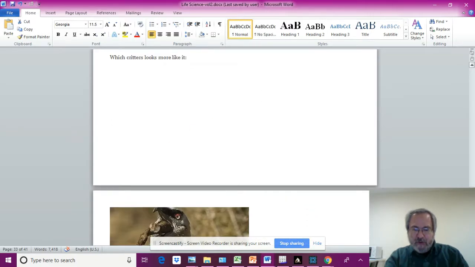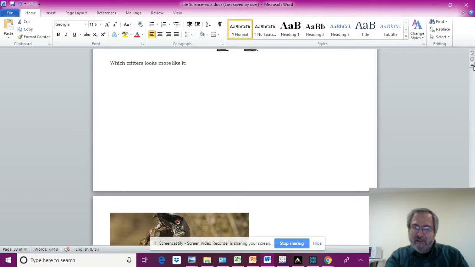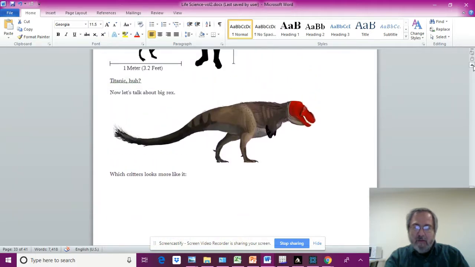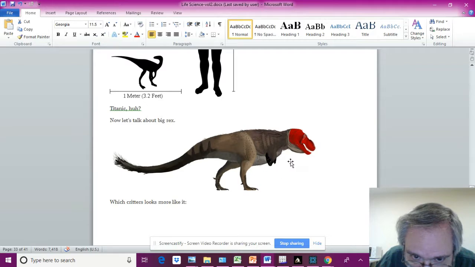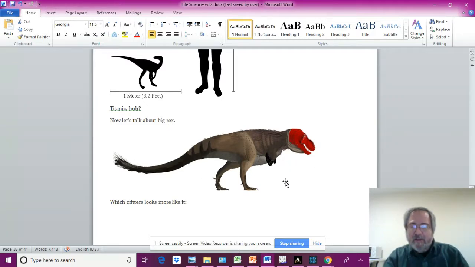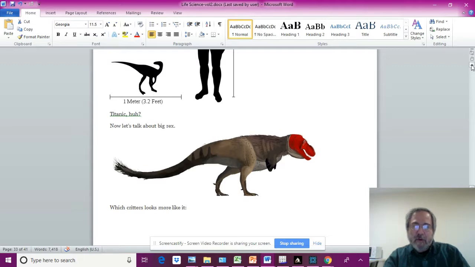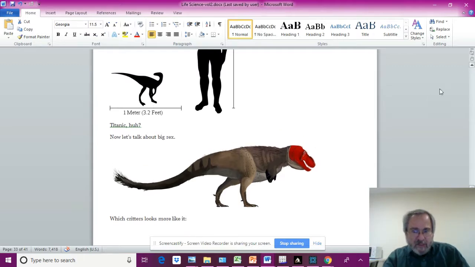Kind of a poor illustration of a T-Rex, kind of silly looking. They're trying to put feathers on the T-Rex is what they're trying to do. And as far as I am aware of, I have not seen any evidence that T-Rex is covered in feathers, though it may not be an unreasonable speculation.